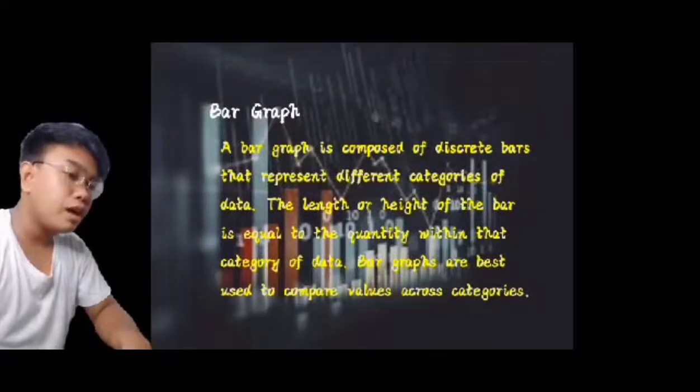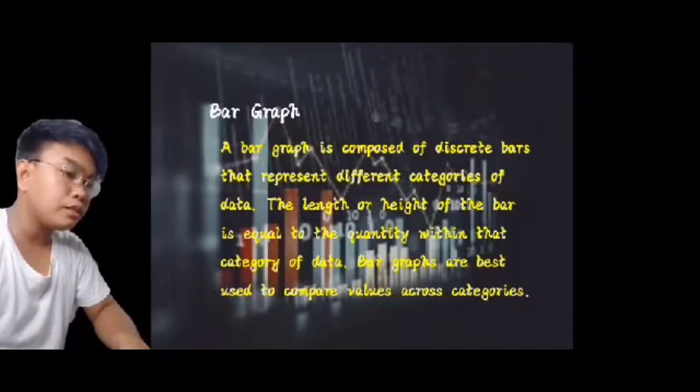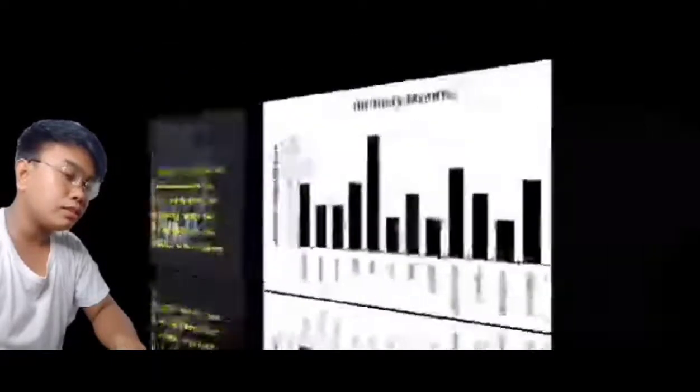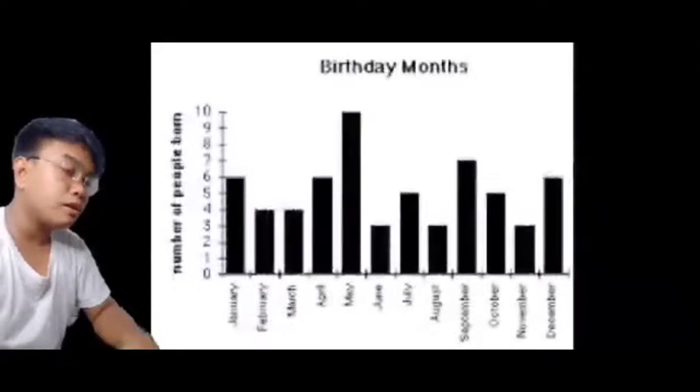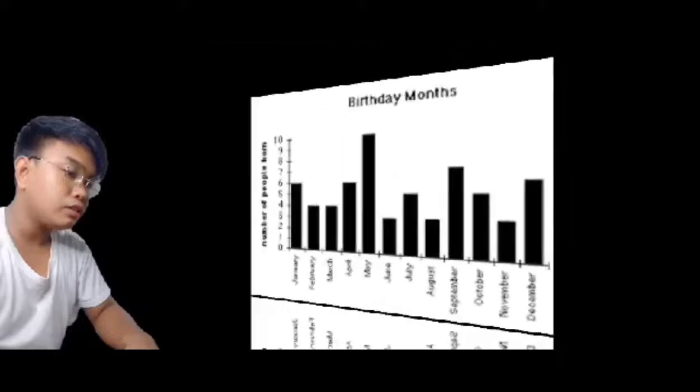Bar graph. A bar graph is composed of discrete bars that represent the different categories of data. The length or height of the bar is equal to the quantity within the category of data. Bar graphs are best used to compare values across categories. This is the example of a bar graph. As we can see in the picture, we can see the number of people born from the month of January to December.